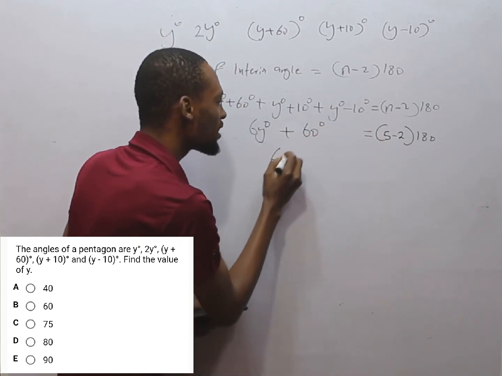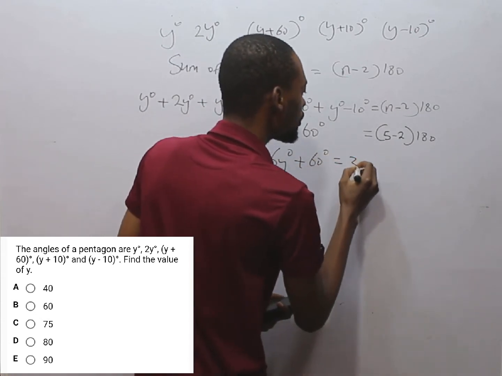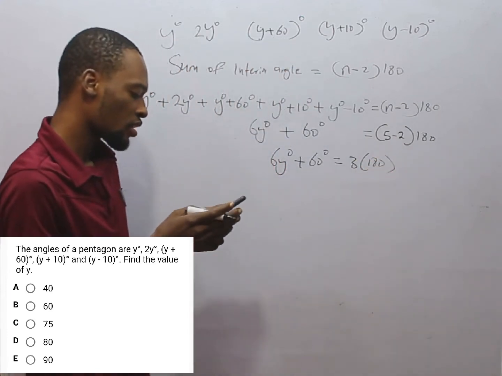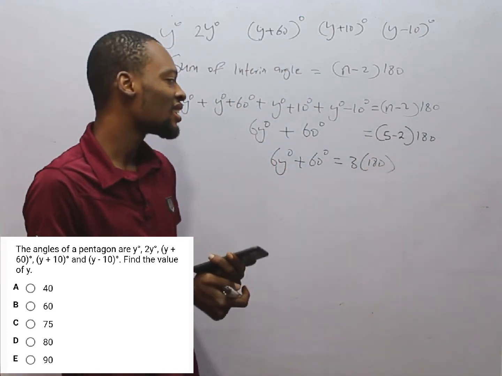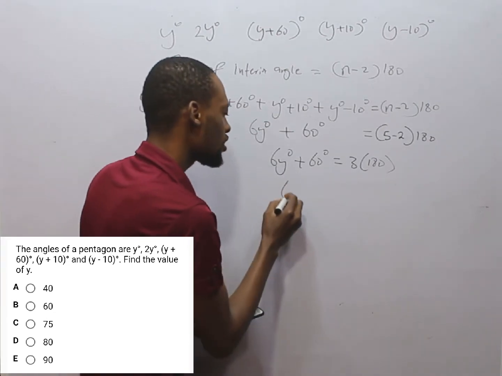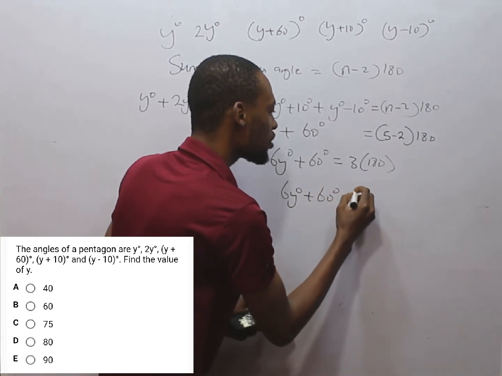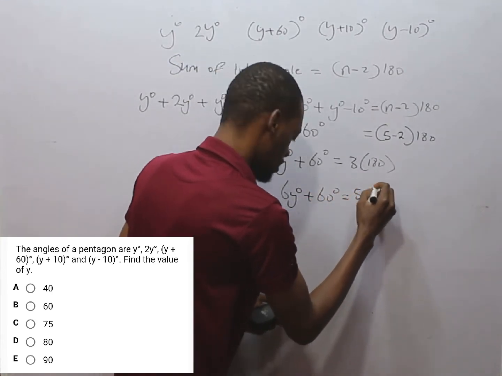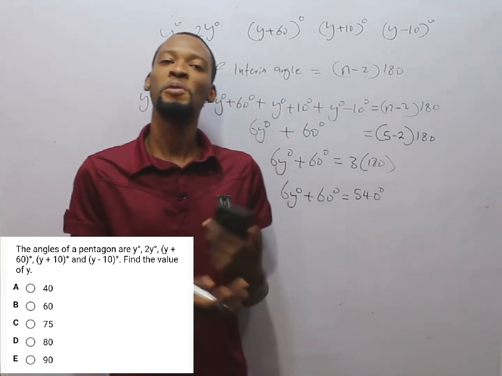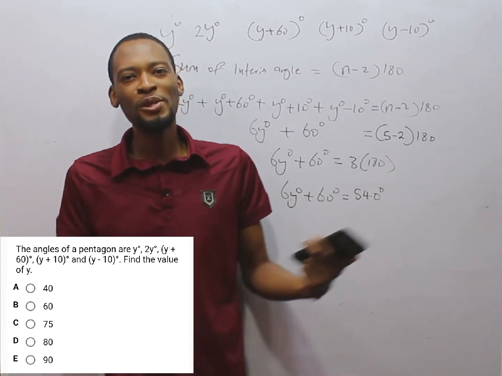Therefore, 6y degrees plus 60 degrees is equal to 3 times 180. Now, what is 3 times 180? That should give you 540. So, 6y degrees plus 60 degrees is equal to 540 degrees. From here, be happy because you are almost done. You finish the main work. What do you do next?